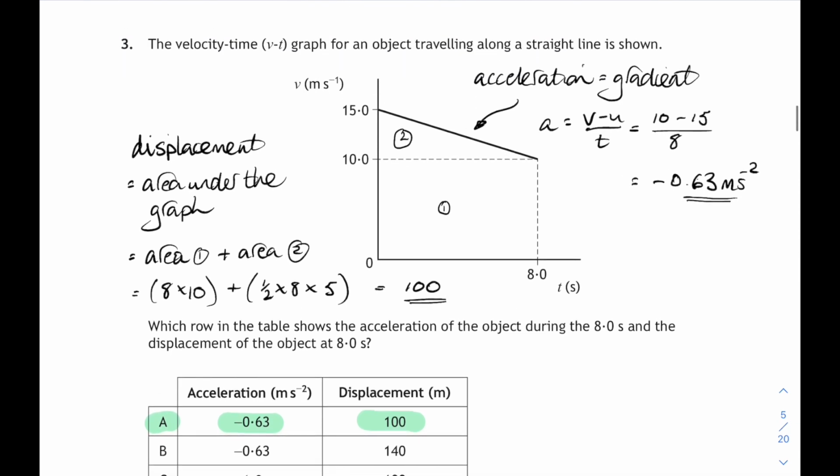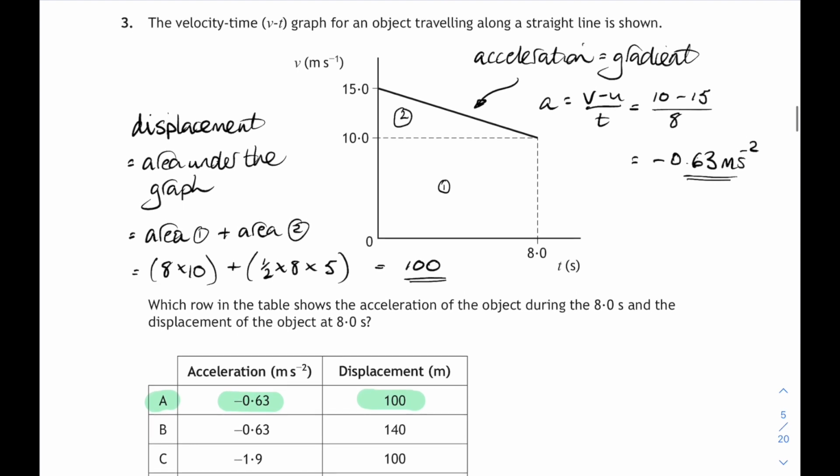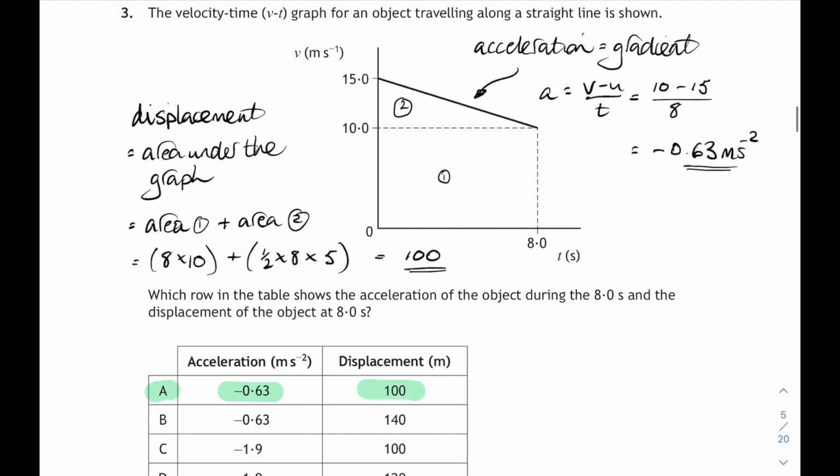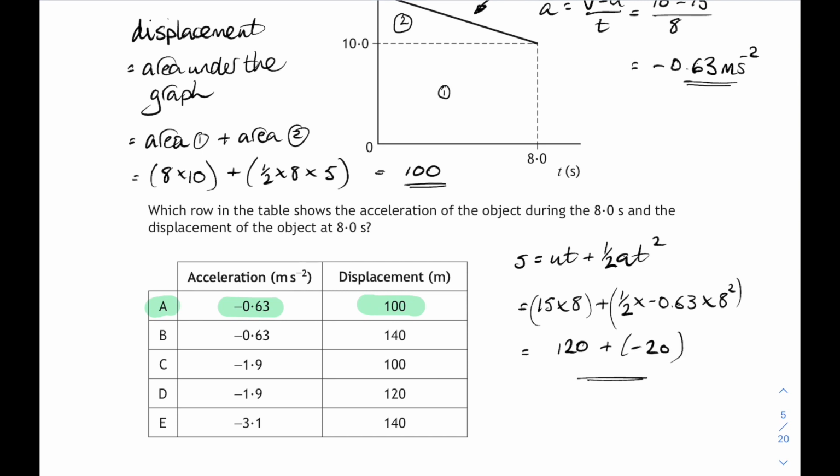Now you could, of course, also have worked out the displacement using equations of motion. If we used the relationship S equals ut plus a half at squared, substituted in all the values for the initial speed and the time and the acceleration, we would have got the same answer for the displacement.